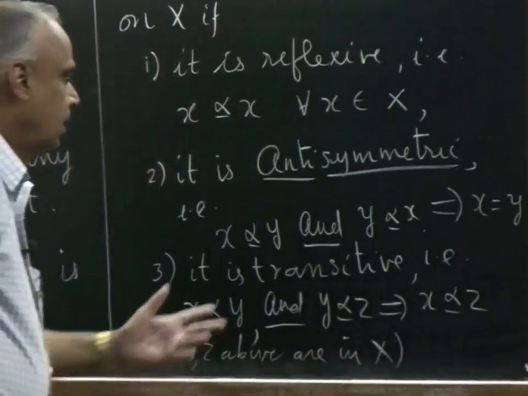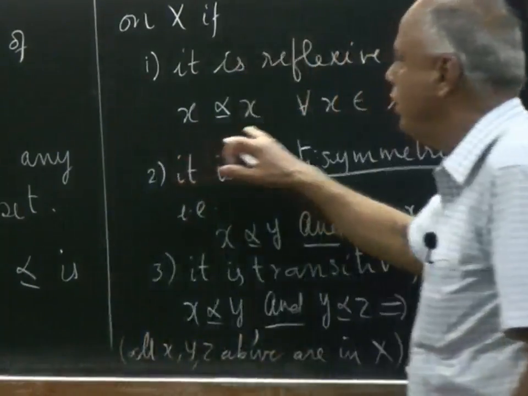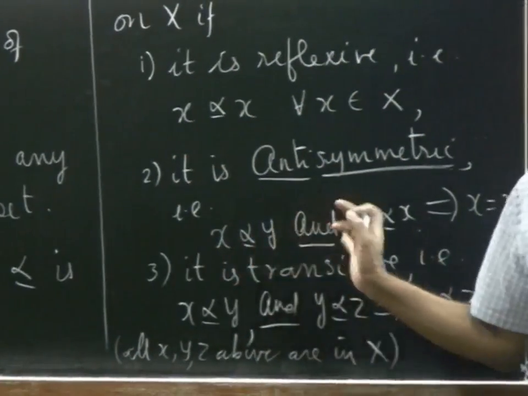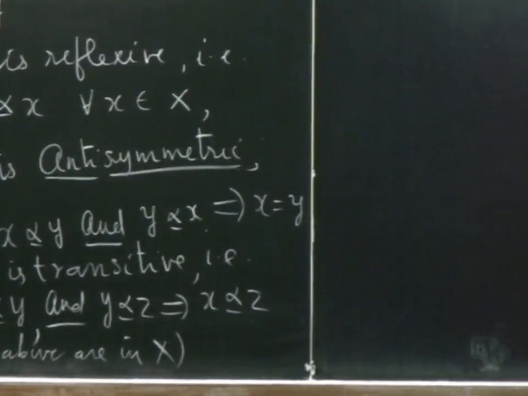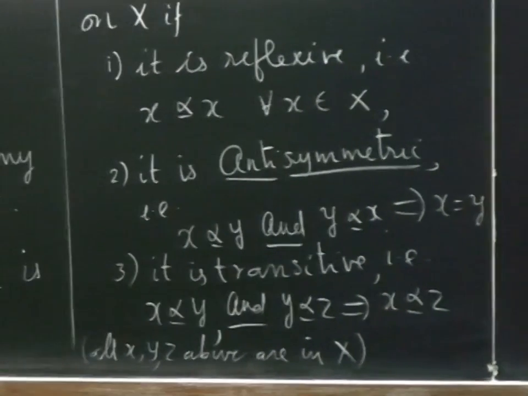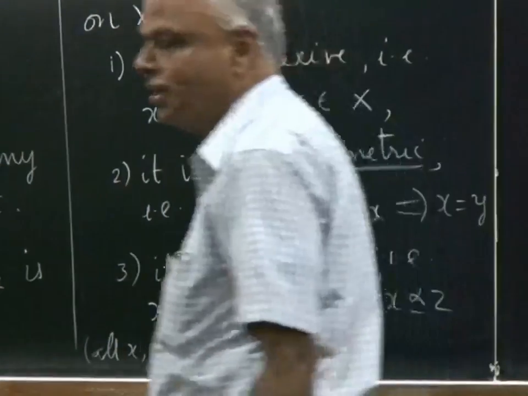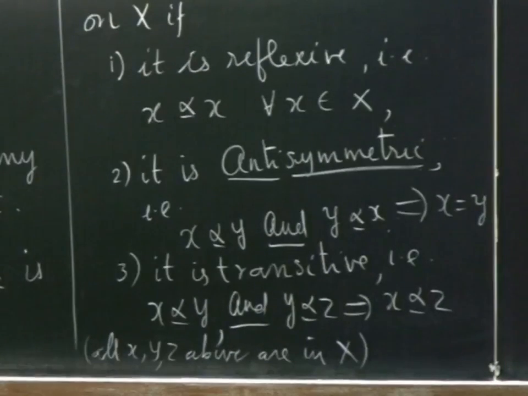Okay. So this is just like, for every real number x, x is less than or equal to x. If x is less than or equal to y and y is less than or equal to x, then x is equal to y. If x is less than or equal to y and y is less than or equal to z, then x is less than or equal to z. So these are the typical properties of less than or equal to, and if the same properties are copied, it is called a partial order. Okay.